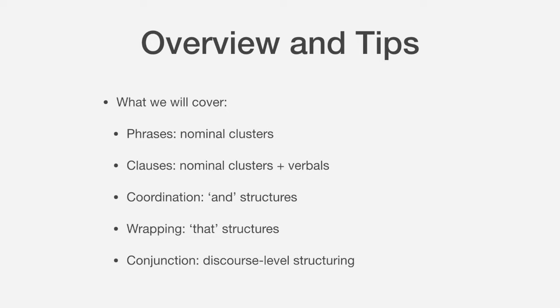So what we're going to cover in this section on reading vocabulary is these 5 things: phrases, clauses, coordination, wrapping, and conjunction. Now that's jargon for you. But as we move through each of these sections, it's going to make more and more sense and it's going to come together for you. And as you start to work through the worksheets and as you start to read the text for yourself, it's really going to come together.